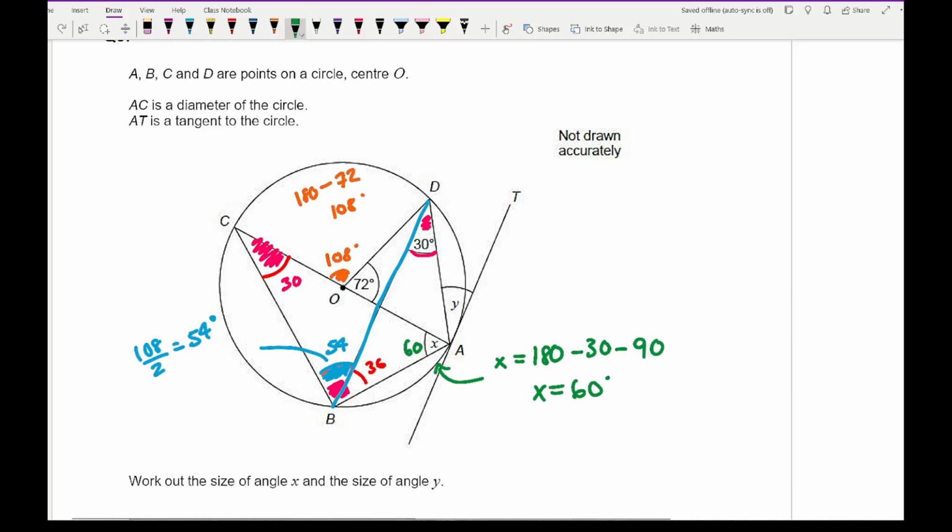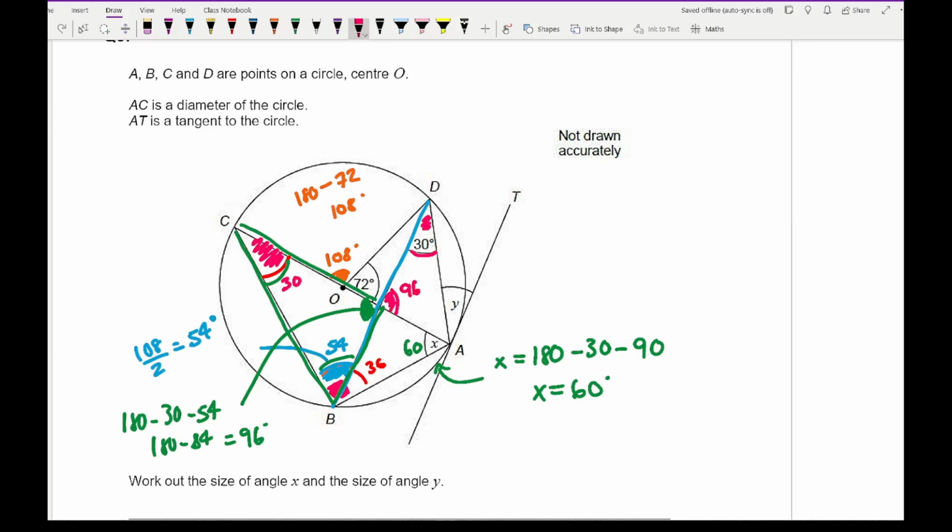Now, as you can see, we've got another triangle, which is this green triangle. This angle here is 30, this angle here is 54, so to work out this angle here, that's going to be 180 minus 30 minus 54. So that's going to be 180 minus 84, which gives me an answer of 96 degrees. Now I can work out what this angle here is going to be, because it's an opposite angle, so that's also going to be 96 degrees.